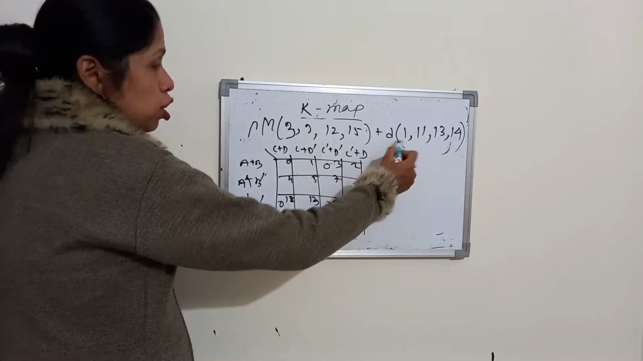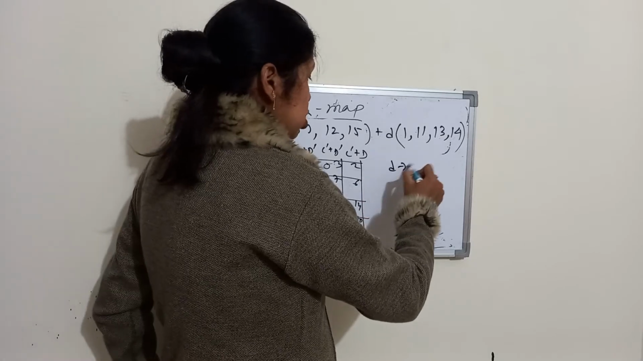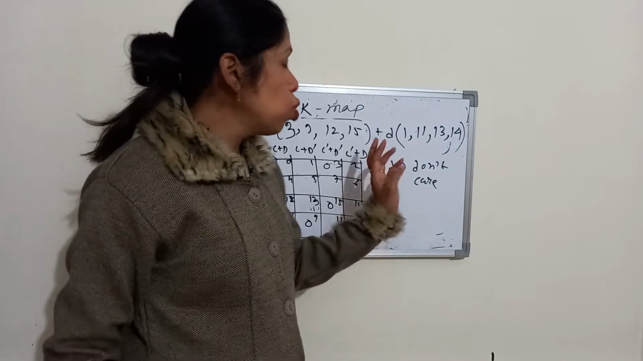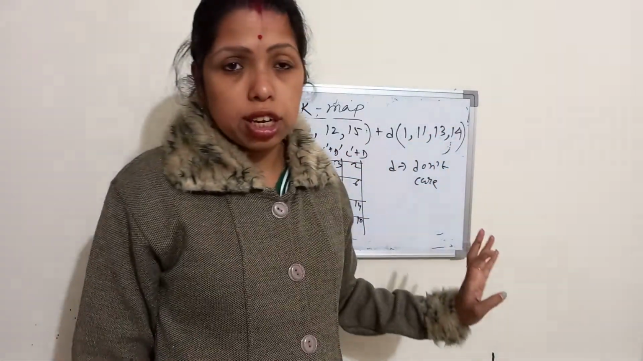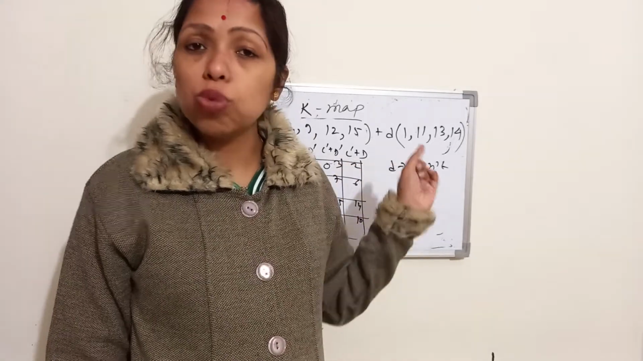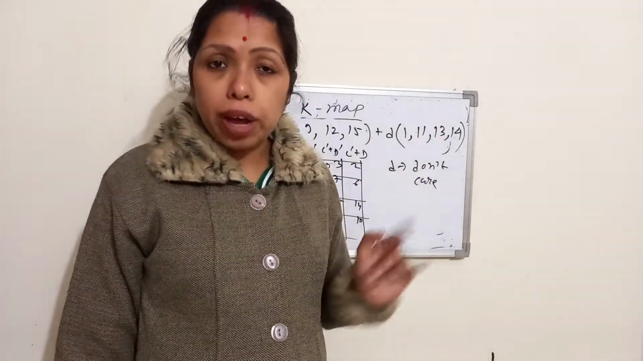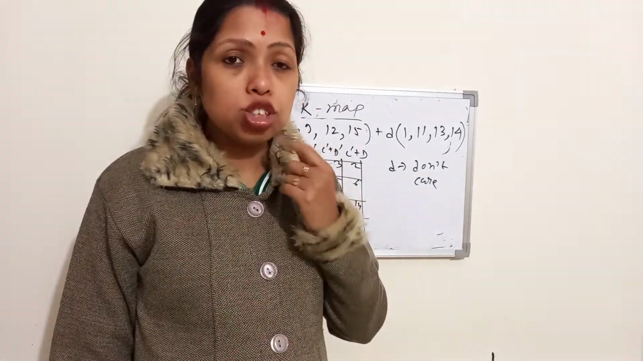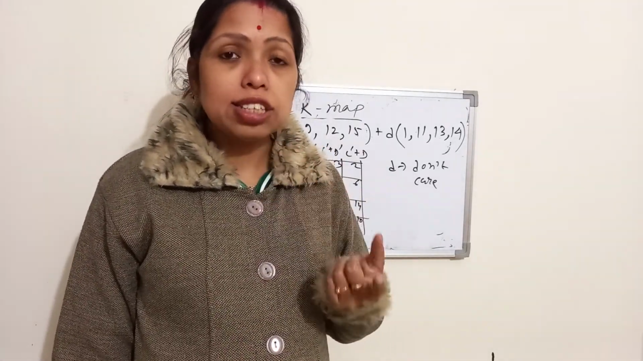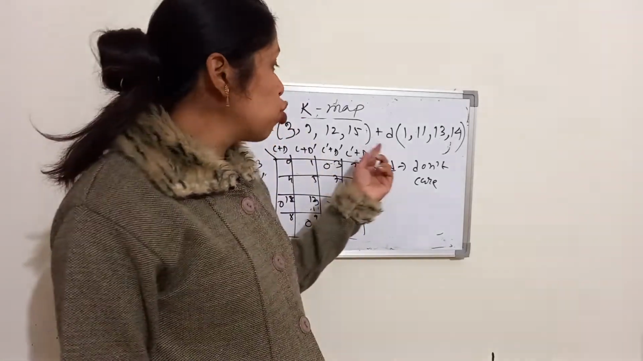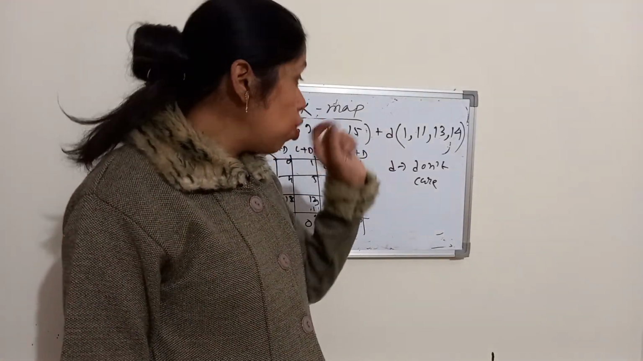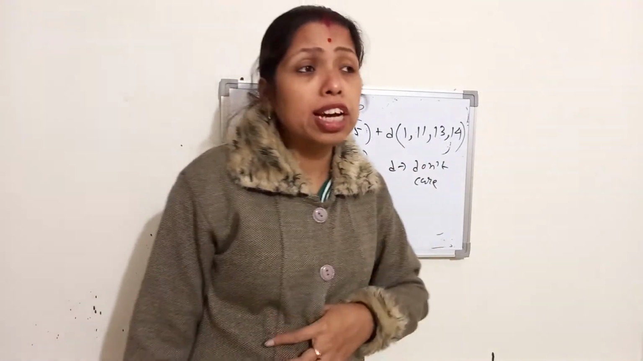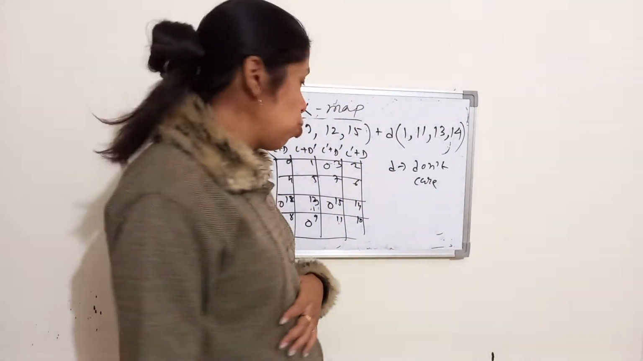Now, this D means don't care. That means I don't know what the value is for those max terms. In digital you have only two values, either 0 or 1. So I have to put x in those cells, which means x may be 1 or it may be 0.